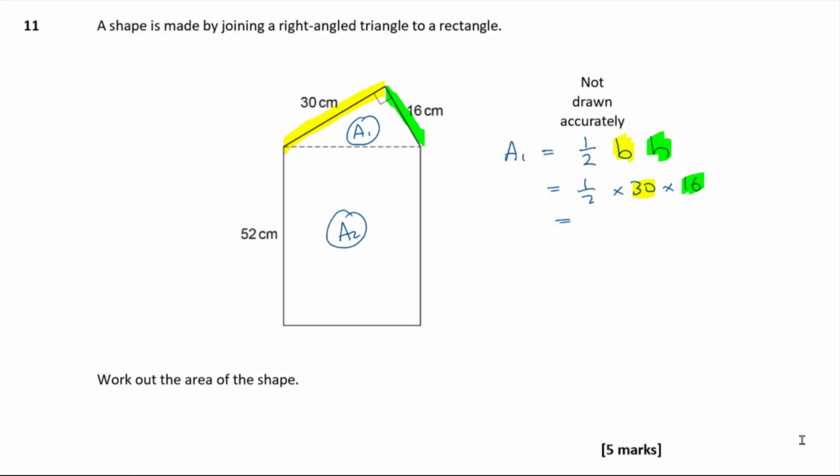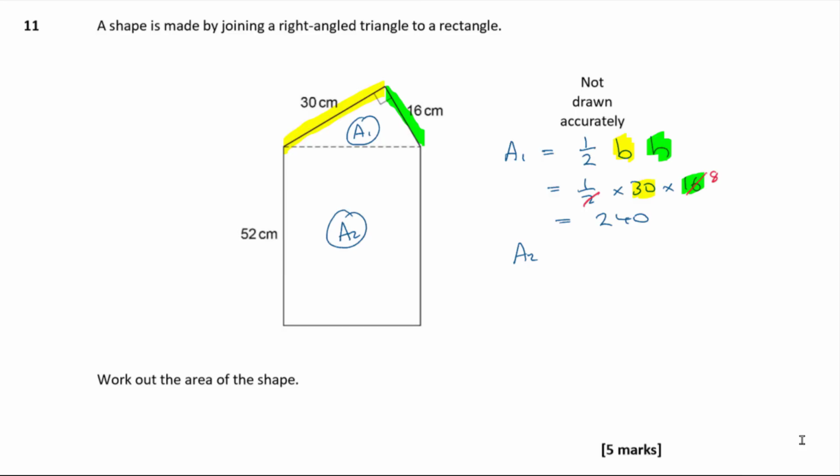and then half of 16 is 8, and 8 times 30, 3 8s are 24, and a 0, that's 240, isn't it? So that's going to have an area of 240 centimeters squared.